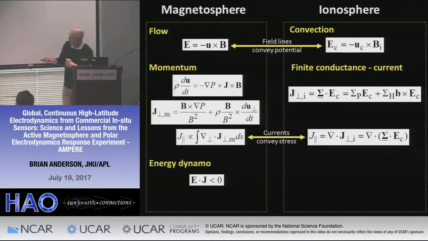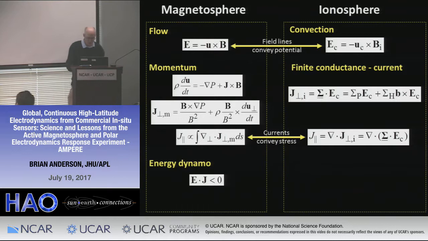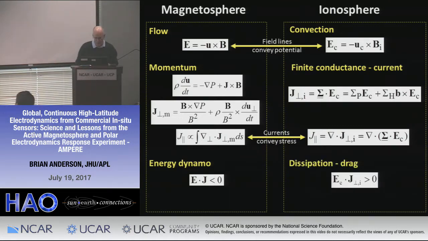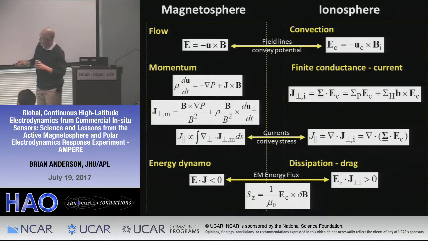And if you want to talk about energy, the magnetosphere at high altitudes is the dynamo for the system. Let's set neutral winds aside for the moment. Primarily the ionosphere and thermosphere is the drag on that. And the dominant energy flow is electromagnetic energy flow, which you can measure with the Poynting flux.